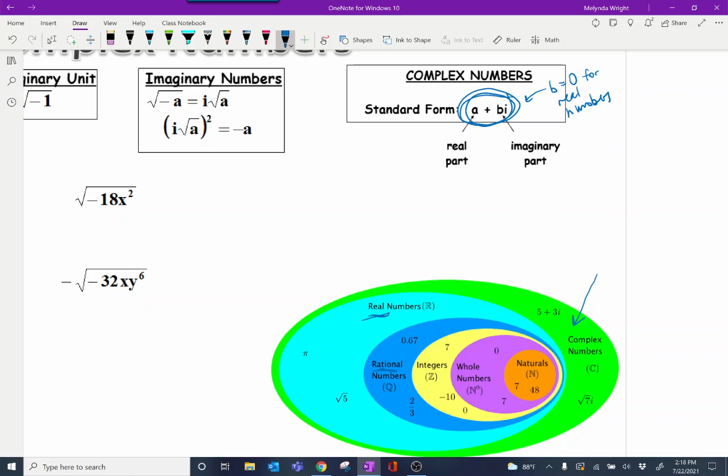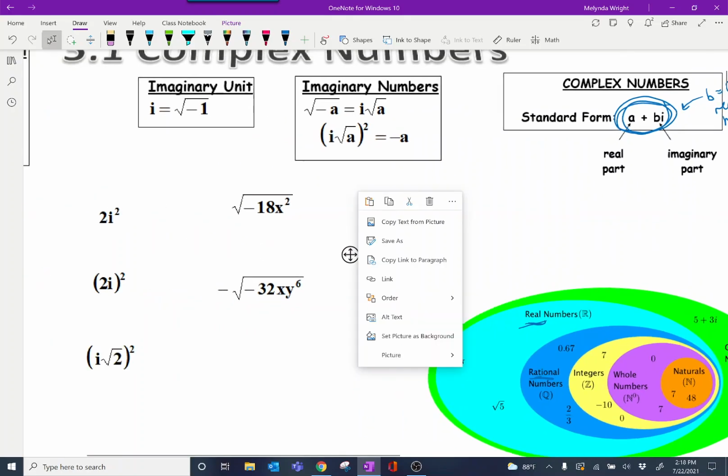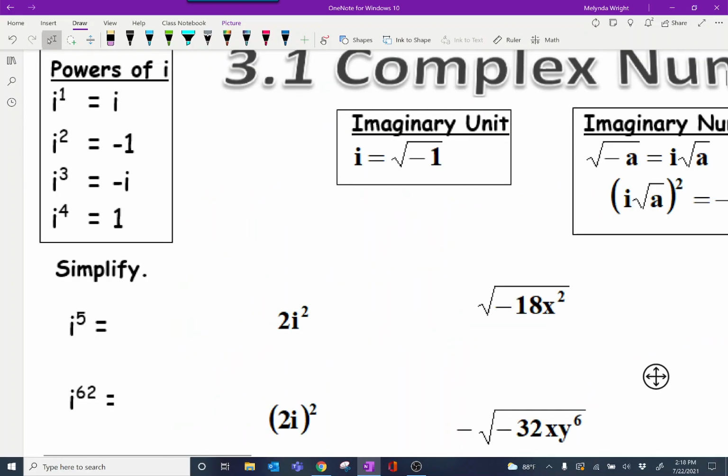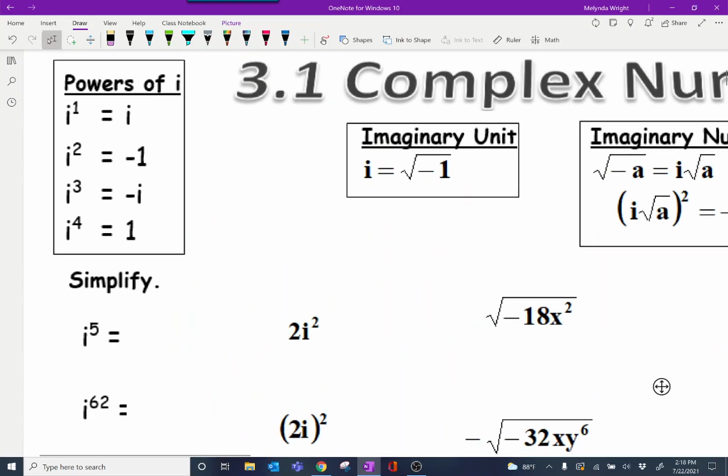So that's standard form for a complex number. Let's look at the imaginary portions. Let's focus on imaginary numbers. So this is just something you have to memorize. There's not really a way to make sense of it besides memorizing it. So we know that i is equal to the square root of -1. So that means that when we see the square root of -1, we can replace that with i. And i is just the lowercase i. It stands for imaginary unit.